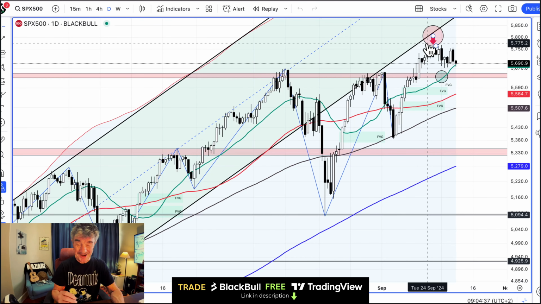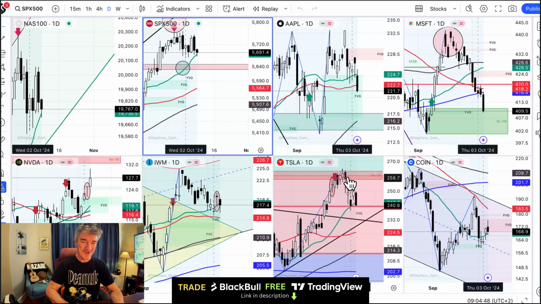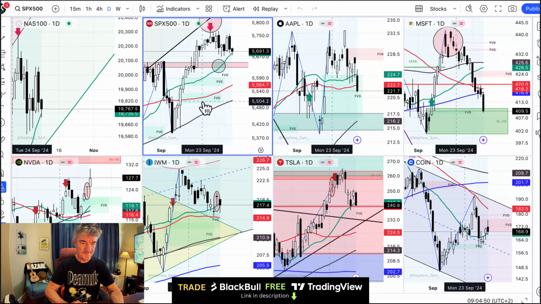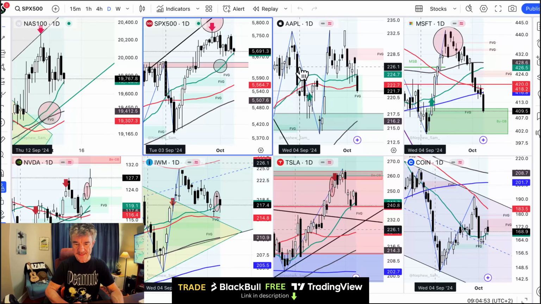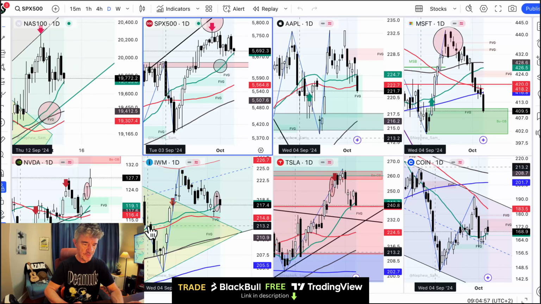We're still below the channel line, even though we're moving higher, which is also confusing for a lot of people. The fact that we're moving higher, but we're still below the channel line. In other words, we've broken that channel, and technically we're in the downtrend, even though the price is moving up. Kind of weird. All right, now we've got nothing on Apple, Microsoft. I'm not going to go through all these names, but we've got a couple of trades on short Nvidia, IWM.